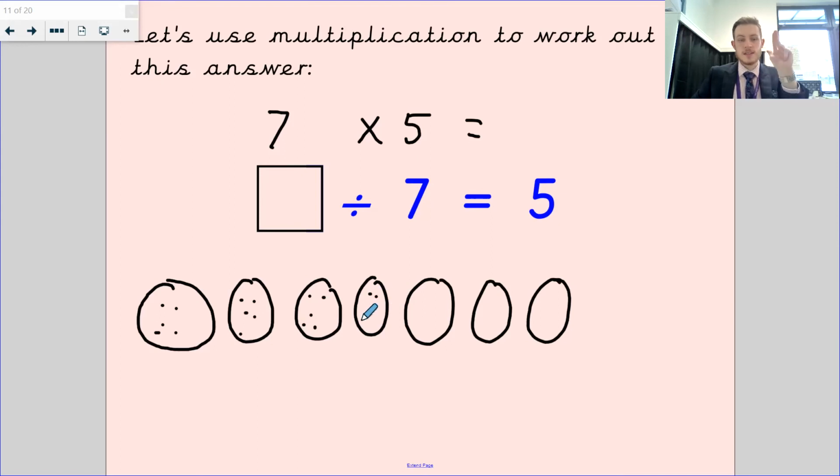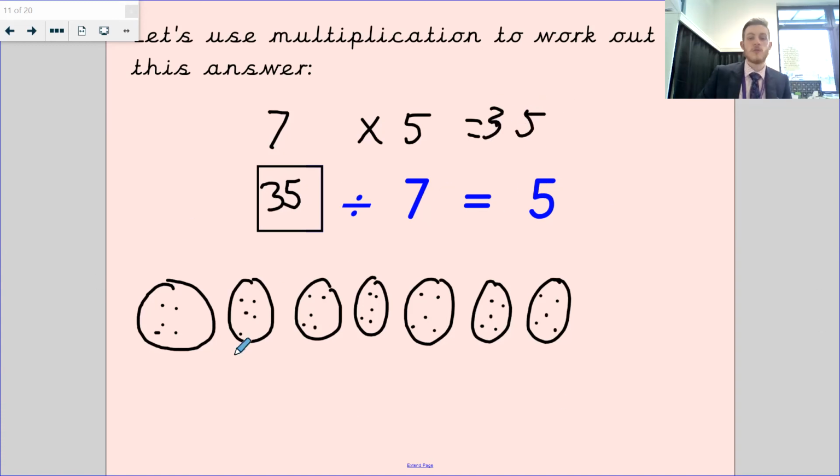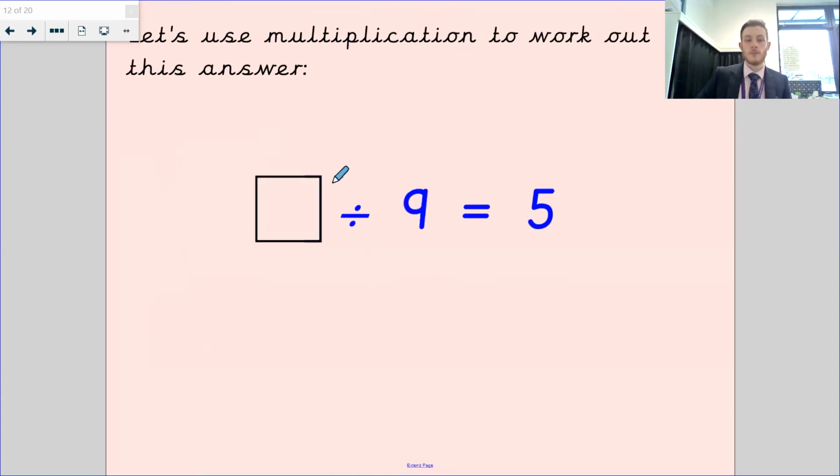16, 17, 18, 19, 20, 21, 22, 23, 24, 25, 26, 27, 28, 29, 30, 31, 32, 33, 34, 35. So my answer for both of these is going to be 35 because I've counted how many dots there are all together. I've understood that 7 is my amount of groups, my amount of circles, and there are 5 in each group. One more. How many groups of 9?